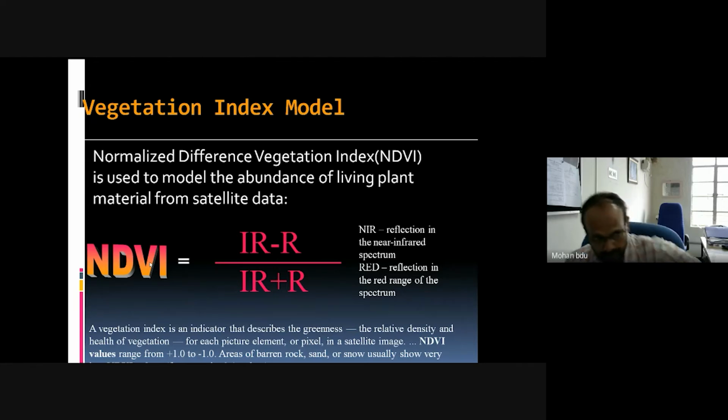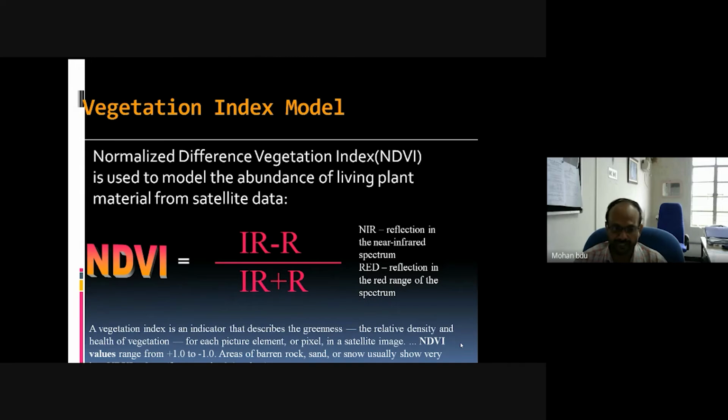Actually, while analyzing the baseline parameters such as the forest conditions, or if there is any loss of vegetation, or any change in vegetation over a period of time, the satellite imageries could give you the idea how much change had occurred over the period of time. The vegetation index is an indicator that describes the greenness, the relative density and the health of the vegetation. For example, for each picture element or pixel in a satellite image, the vegetation reflects the visible and infrared radiation.